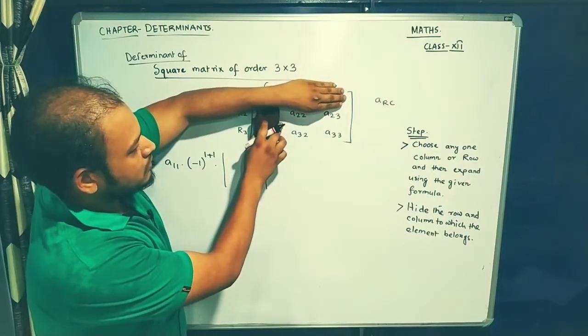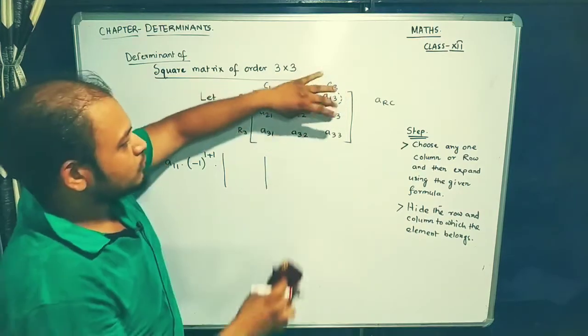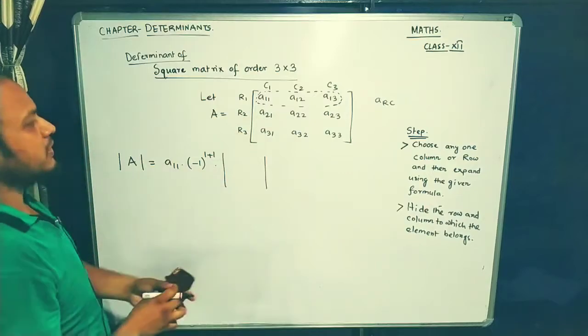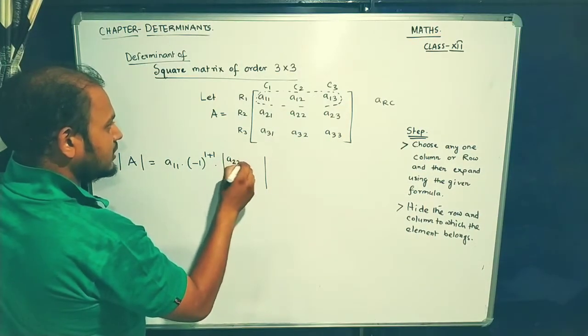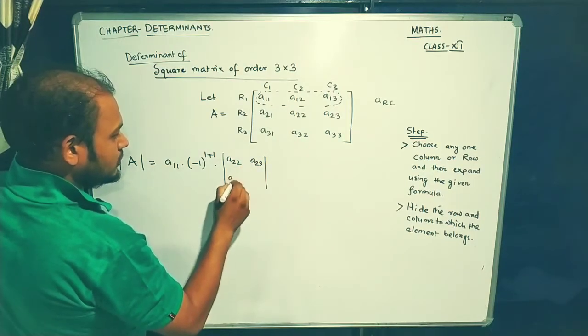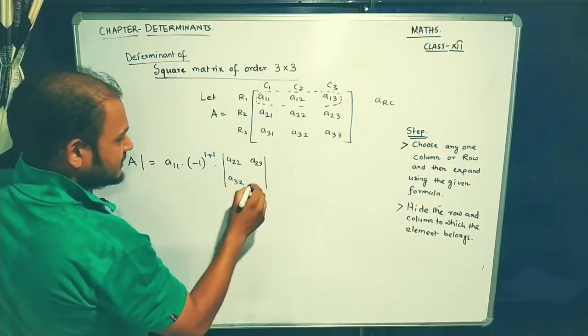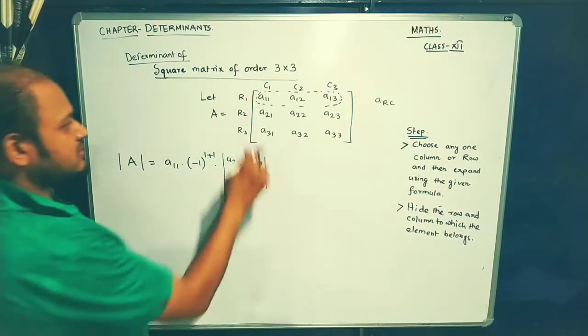What do you see now? Do you see these 4 numbers? Yes. So whatever you see, you put it inside the determinant. So you see these 4 numbers. So write it accordingly. A22, A23, A32, A33. Fine. Then this element is done.